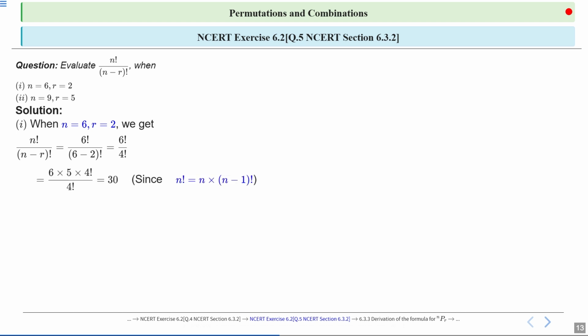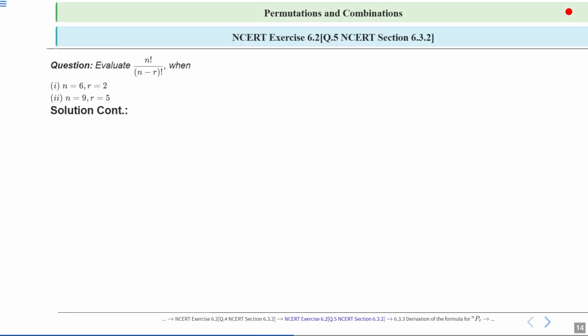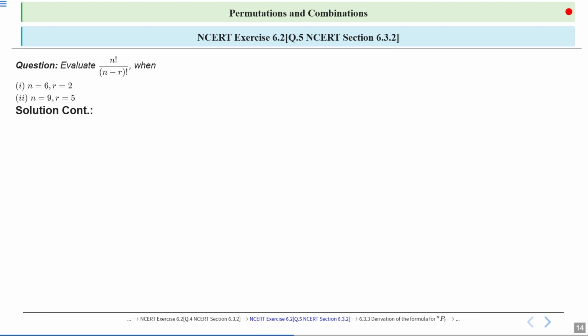Using the formula n factorial is equal to n times n minus 1 factorial, we can write 6 factorial as 6 into 5 into 4 factorial, and 4 factorial gets cancelled out in numerator and denominator, and this way we get its value as 30. So therefore 6 factorial upon 6 minus 2 factorial is equal to 30. Now let's continue the solution from here.